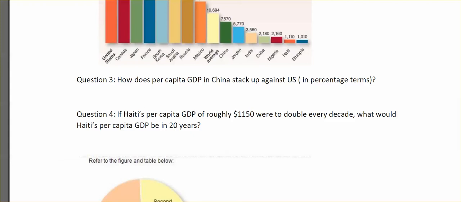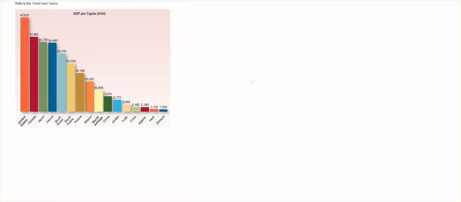Now let's look at question number 3. In order to answer question number 3, you need to know the GDP per capita for the United States and for China. Based on the graph, you will find the United States has a very large GDP per capita, that is $47,020. But for China, it is only $7,570. In order to answer question number 3, you need to use this formula.